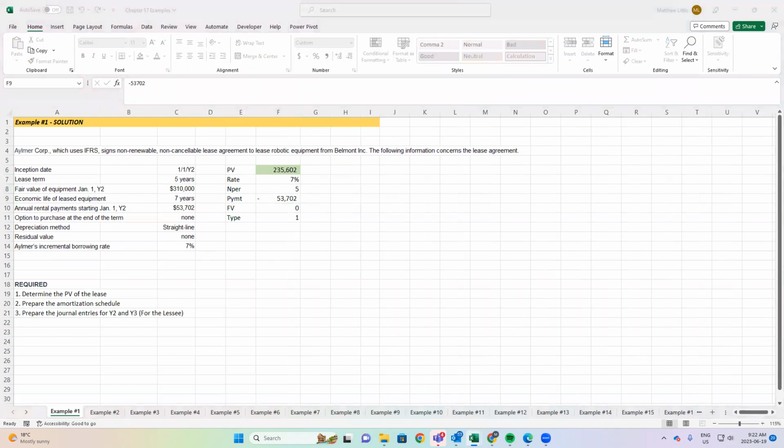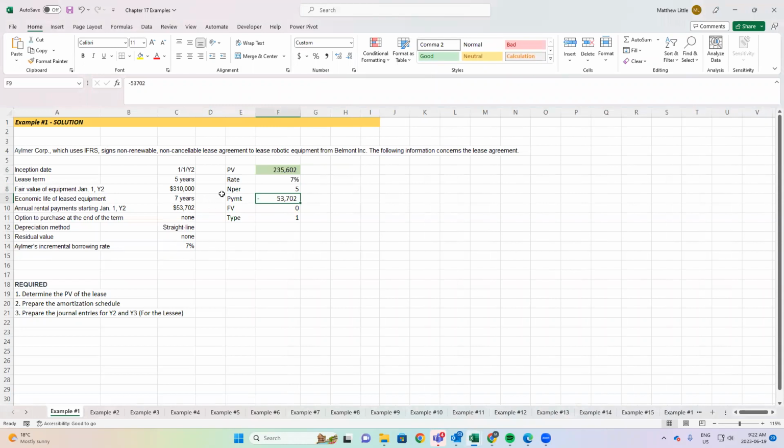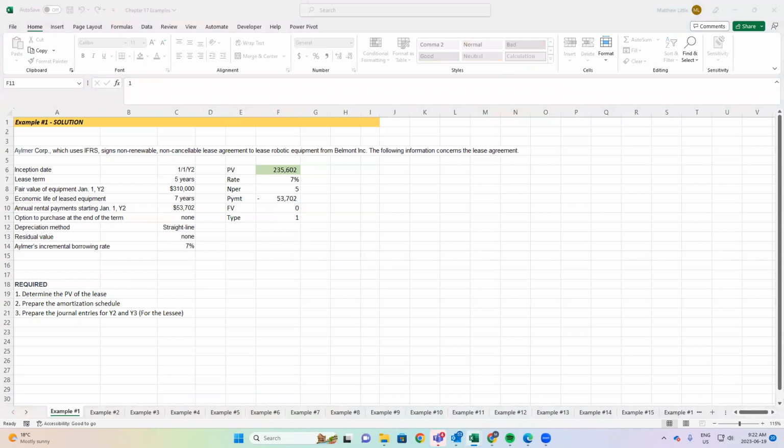Our payment would be calculated based on what we are told, 53,702, so I can connect it to that. Our future value would be 0 because there's no amount due at the end. It's a straight 5-year lease. And type 1 is based on when the payments are made, which is at the beginning.